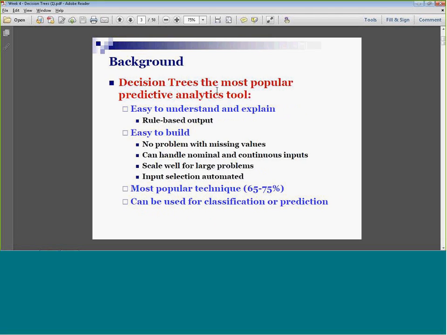Okay, background. Just a reminder, we start with decision trees for a lot of reasons. It comes early in the textbook, in the SAS book. That's one reason, but that's not the reason I like to go with it first. I like to go with it first because it's certainly, A, the most popular technique, and B, it has many other advantages, such as being easy to understand and explain. Unlike regression and neural networks, which require a little more effort when you're trying to explain them, this is easy to understand.